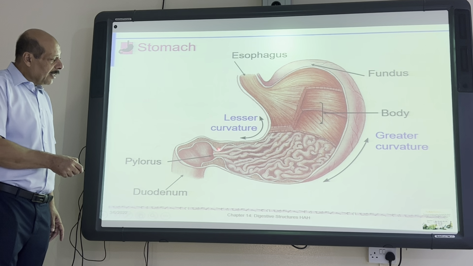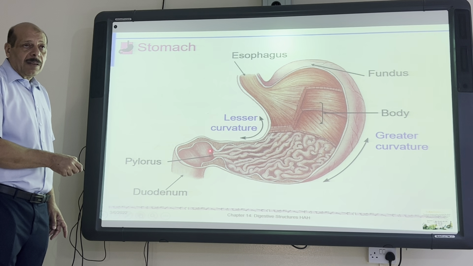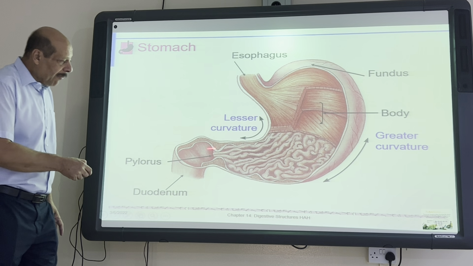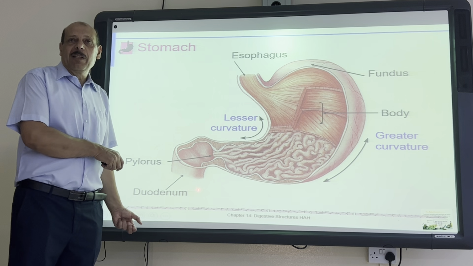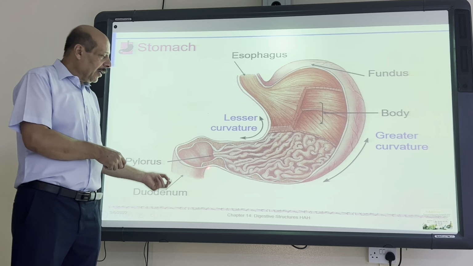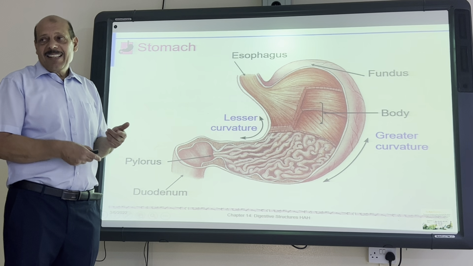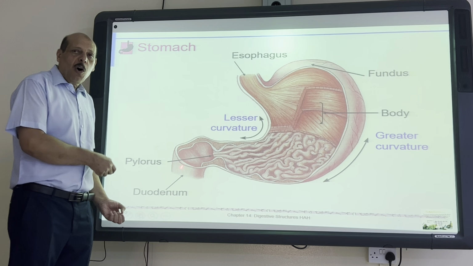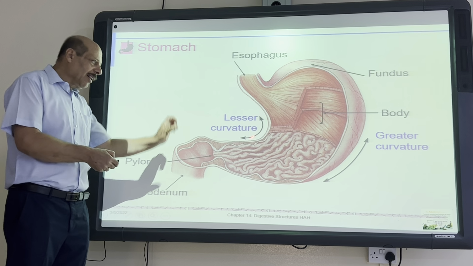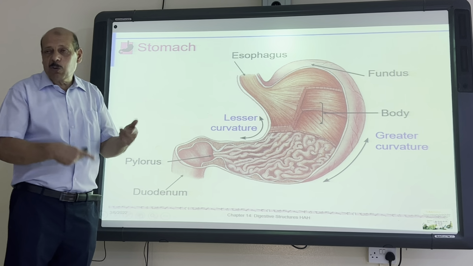The pylorus is a sphincter that prevents the food from passing directly toward the duodenum. So it will keep the food inside the stomach until the digestion is completed. Then it will start to open gradually and let some of the food go down to the duodenum in order to complete the process of chemical digestion.